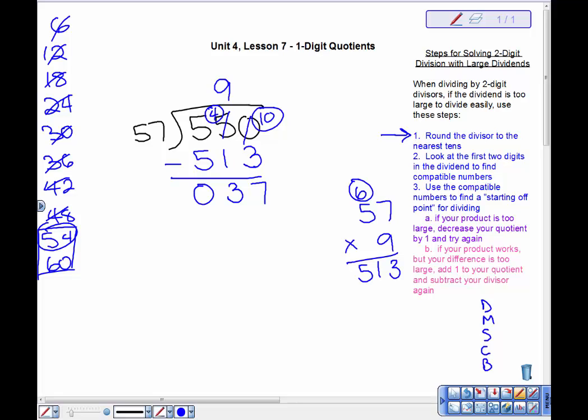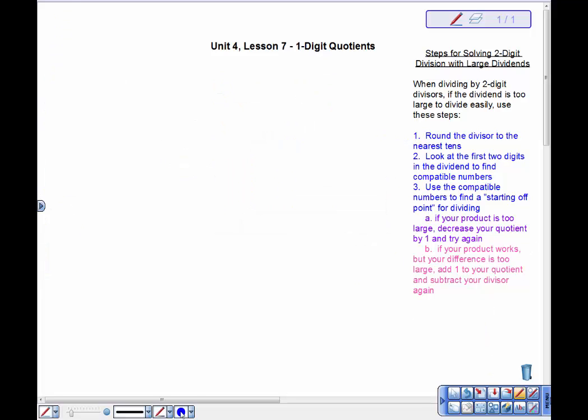If I compare, my 37 is definitely less than my 57. I have no other numbers to bring down, so this becomes my remainder. So my final answer is 9 with a remainder of 37. So you see, it's really not much different than what we did before when we were using multiples of 10. Let's try one last problem, and then I'll let you guys work on some on your own.